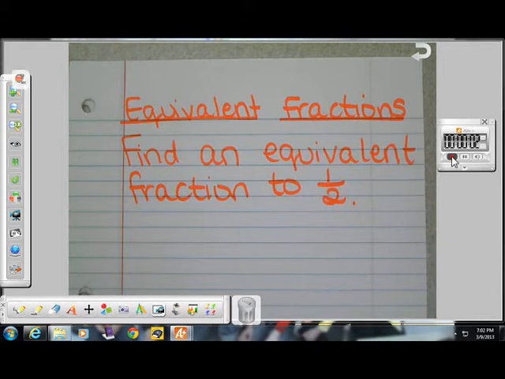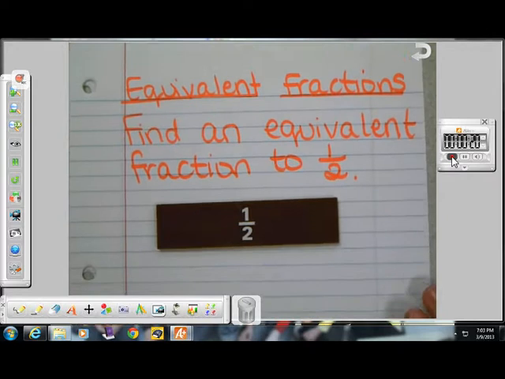In our class, we find equivalent fractions, meaning equal fractions, in three ways. The first way we do it is we use manipulatives. For example, it says find an equivalent fraction to 1/2. We use fraction strips, and we've also used pattern blocks.